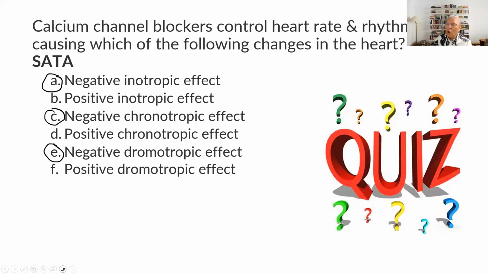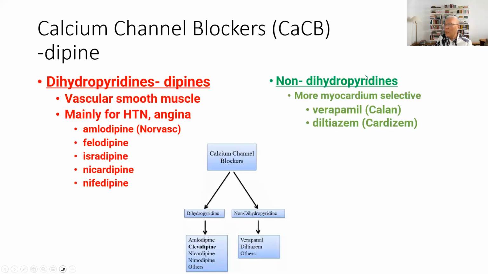Okay, so it should all be negative: negative inotropic effect, negative chronotropic effect, and negative dromotropic effect. Now, most calcium channel blockers are going to end with -dipine. As you could see over here: amlodipine, felodipine, isradipine, nicardipine, and nifedipine. While there's another type, another family, and they're called the non-dihydropyridines.